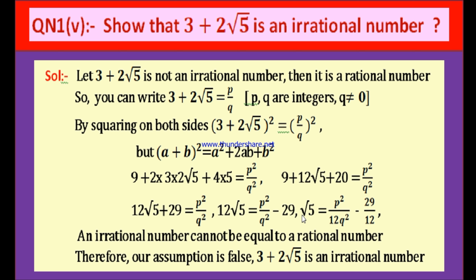Root 5 is an irrational number. If you look at the RHS, P is an integer and Q is an integer. P square is an integer and Q square is an integer. Therefore, P square by 12 Q square should be a rational number, minus another rational number. Rational number minus rational number is always a rational number. Here, LHS is an irrational number and RHS is a rational number. Therefore, an irrational number cannot be equal to a rational number. Since it is a contradiction, our assumption is false. Since our assumption is false, then 3 plus 2 root 5 is an irrational number.